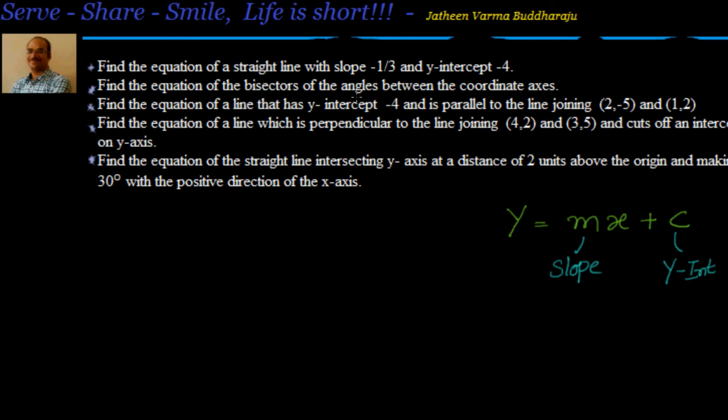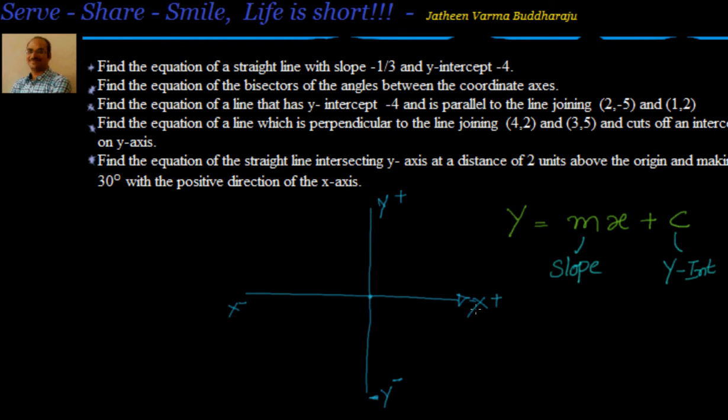Find the equation of the bisectors of the angles between the coordinate axes. Now let's try to draw how the coordinate axis looks like. Suppose I say this is my x-axis and this is y-axis. You are looking at the positive side here, and this is negative y, and this is x negative and y negative. This is your origin.